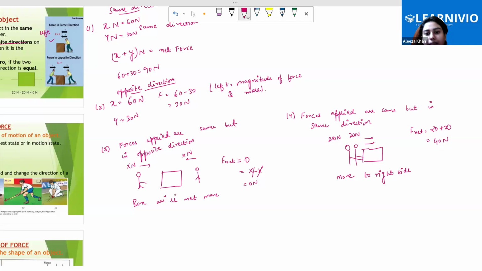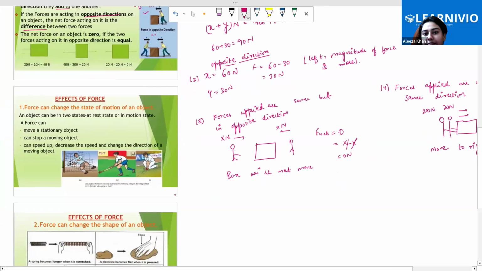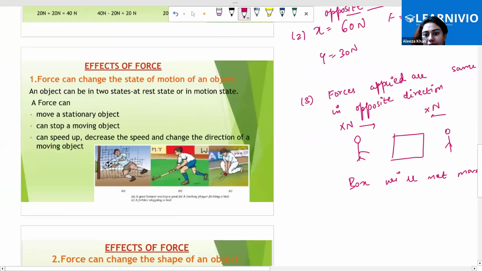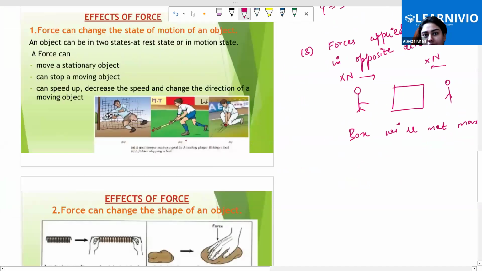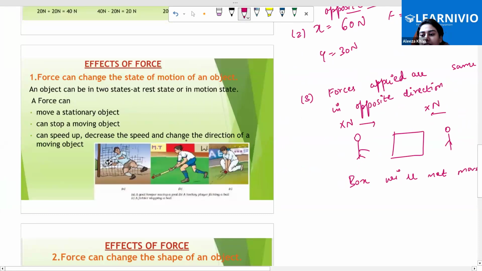So, coming on to the effects of forces. What do you mean by effects of forces? When force makes things move or changes the direction of an object. Effects of forces means, let's say you have provided an external jerk or external force to an object. What are the changes? How is it impacting that object? We are going to deal with this.